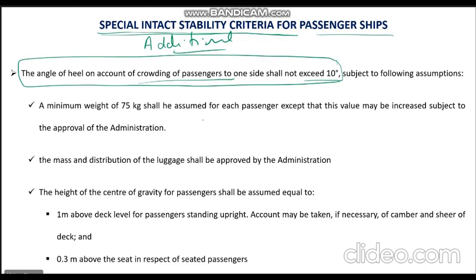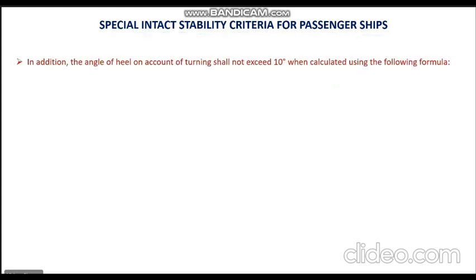The rest are all additional information for that. Where will the KG of a sitting passenger be taken? Where would the KG of a standing passenger be taken? Now those are additional things. But what is the requirement? That if all passengers crowd on one side, the heel of the ship should not exceed 10 degrees. Then there is a second requirement also, guys. The second requirement is the angle of heel on account of turning. Angle of heel on account of turning shall not exceed 10 degrees.